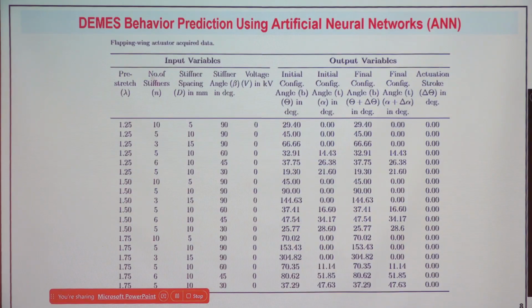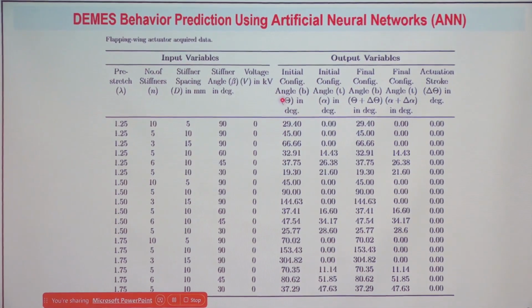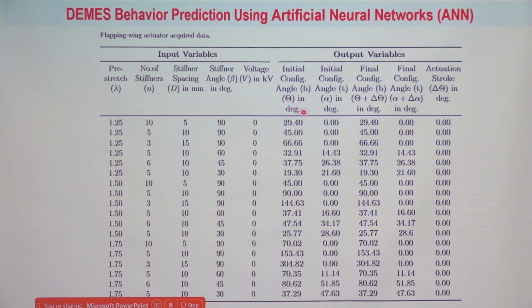So these are the input variables that I have already discussed with you. This is the initial configuration angle beta, basically in degrees. If we are considering a flapping wing, we have a bending angle as well as a twisting angle. So in case of a flapping wing, our output is the bending angle as well as the twisting angle and the actuation range. Okay, so that is also going to be your output.